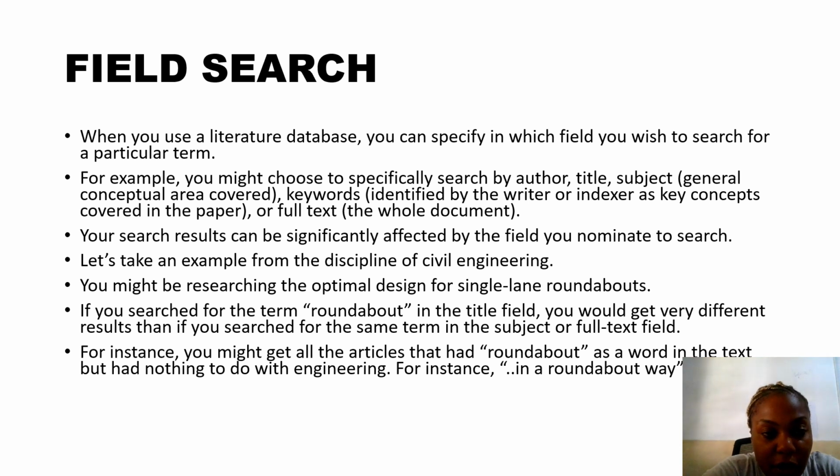So for field search now, when you are using a literature database, for example, Google Scholar, you can specify in which field you wish to search for a particular term. For example, you might choose to specifically search by the author. Maybe there's an author who interested you, maybe from some videos which you watched, and you remember his name. So you can use the author's name when you are searching. Like, oh, let me find papers by Johnson. Johnson wrote about time management in students. I like the papers. Let me search for him to find more papers.